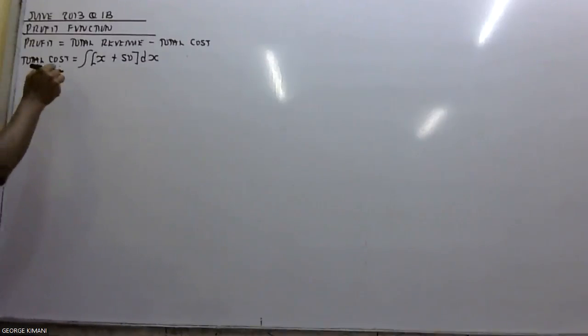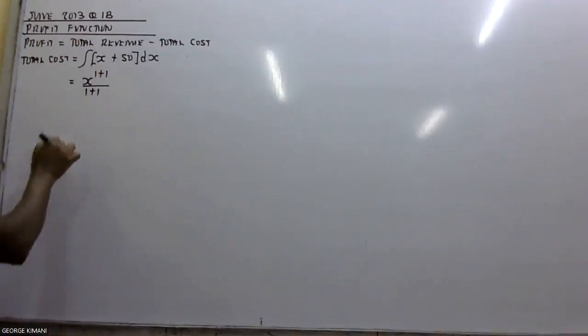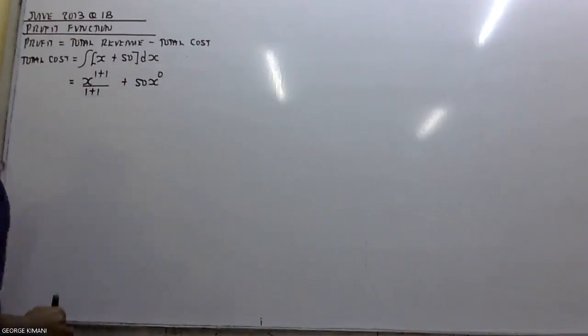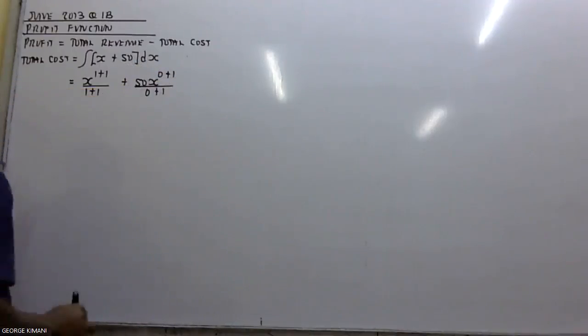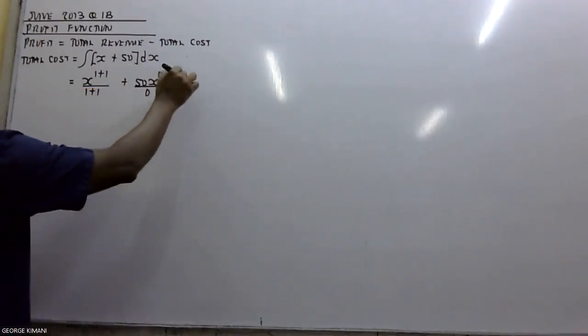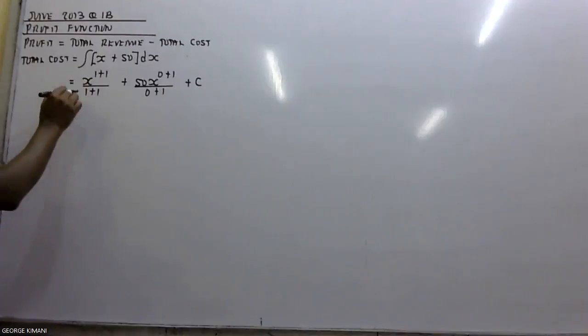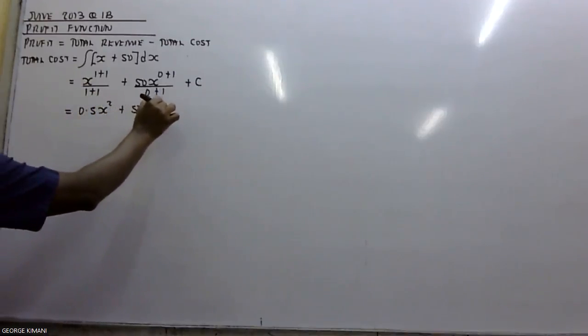Now, this proceeds to become x currently is power 1. You add back 1, because this is indefinite integration. You divide by the new power, 1 plus 1. Then 50, which is currently x raised to power 0, you add back 1. You divide by the new power of 1 plus 0. And then you add C, which is called the constant of integration. This now becomes 0.5x squared plus 50x plus C.